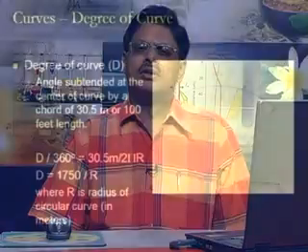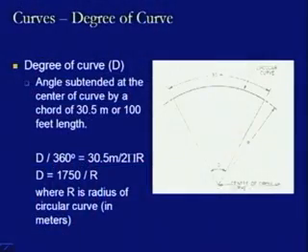Now, we come to the different elements or the design features of curves. The very first design feature of the curve is the degree of curve. This is the way by which the curves are designated. There are two ways by which the curves can be designated. One is by their curvature and another one is by their radius.